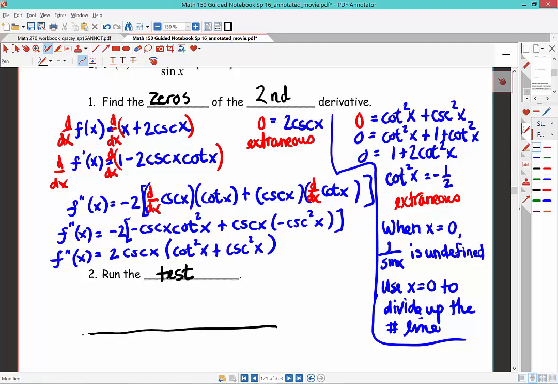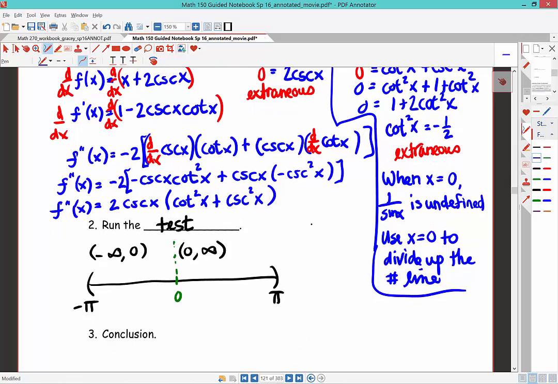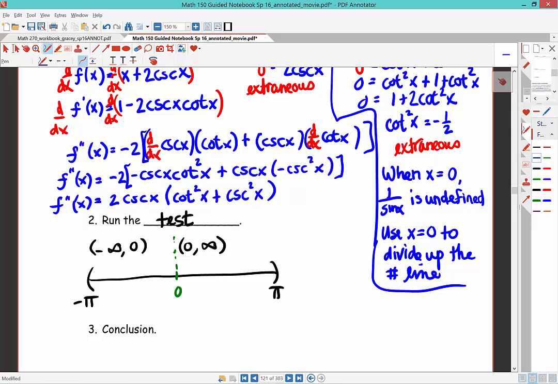So we'll have, this was minus pi to pi, and then we're going to be using 0, right? That was an input value that causes a discontinuity. And so we'll have minus infinity to 0, and then 0 to infinity. So we run the test in that second derivative function, right? So that guy is, it's actually right up here, right? This second derivative function. So let's check it out. F double prime at, you want to check, let's see.